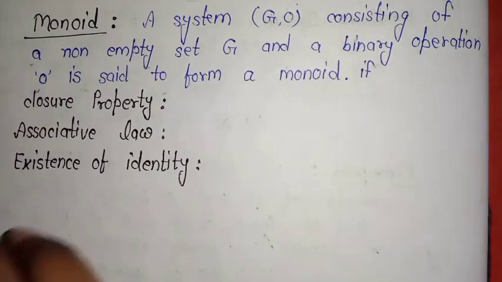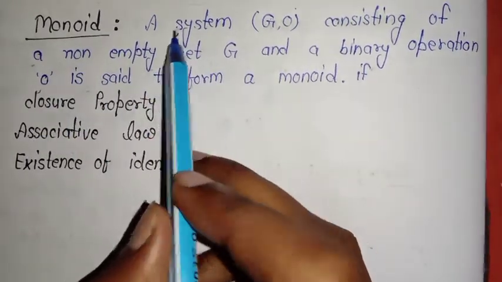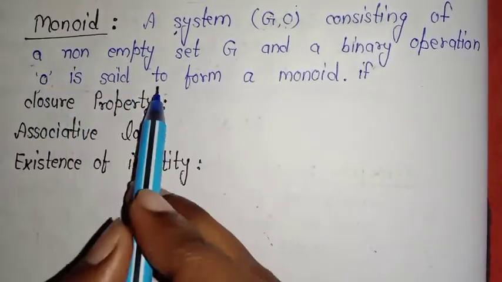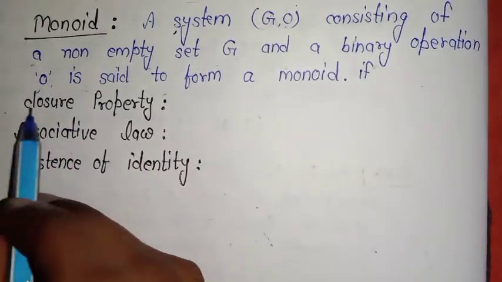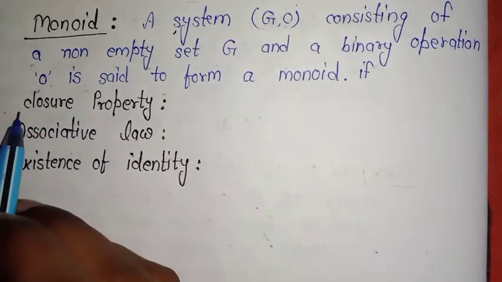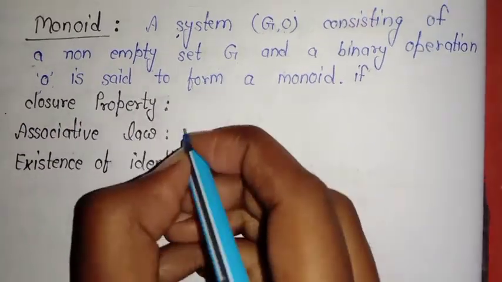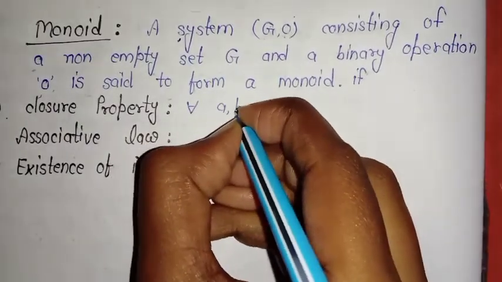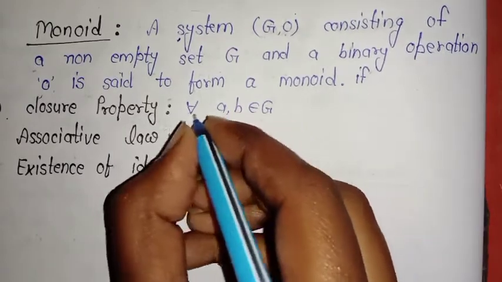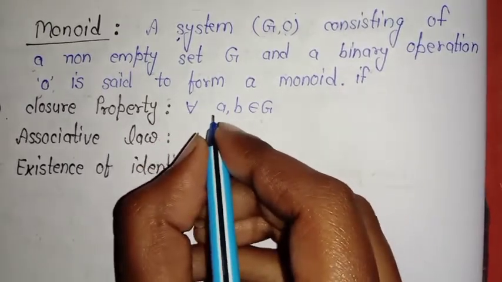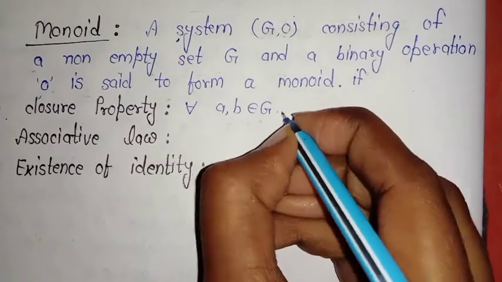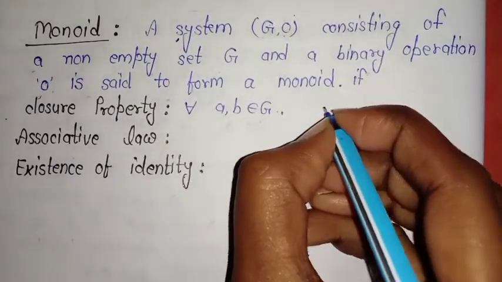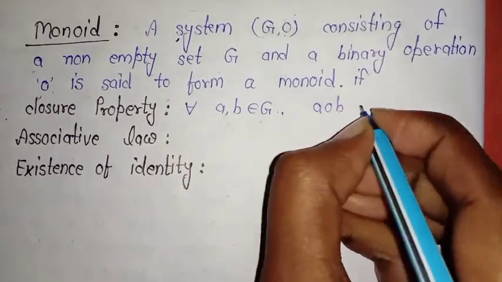So firstly we will discuss the definition of monoid. A system (G, O) consisting of a non-empty set G and a binary operation O is said to form a monoid if it satisfies closure property, associative law, and existence of identity. I discussed closure property. What was that? For every a, b belonging to G, if these two elements belong to G and we apply the operation over these two elements, then the resultant will also belong to G.